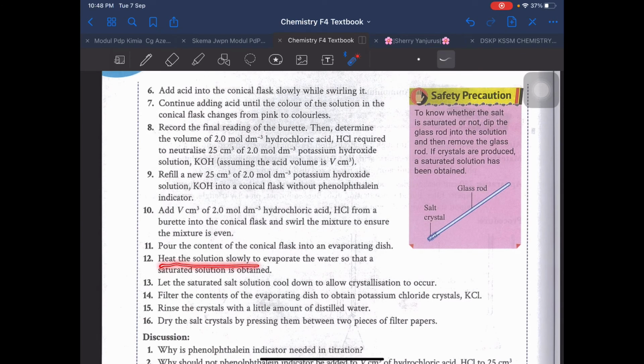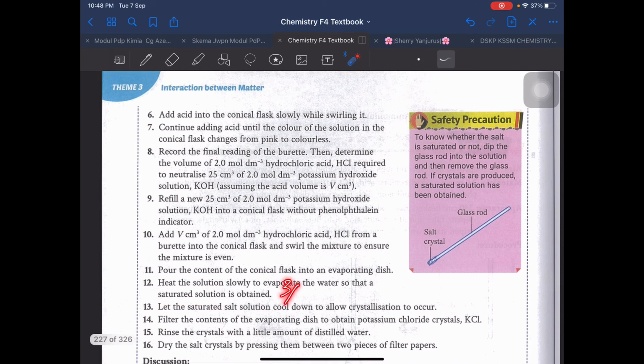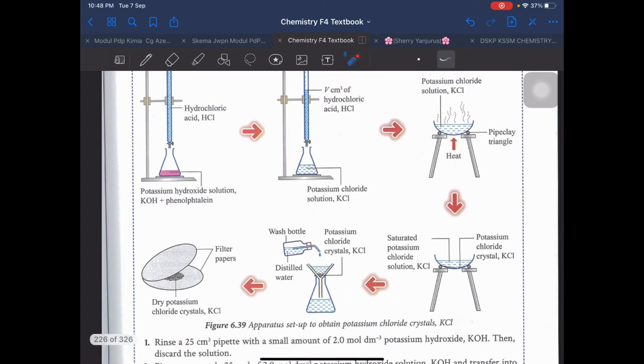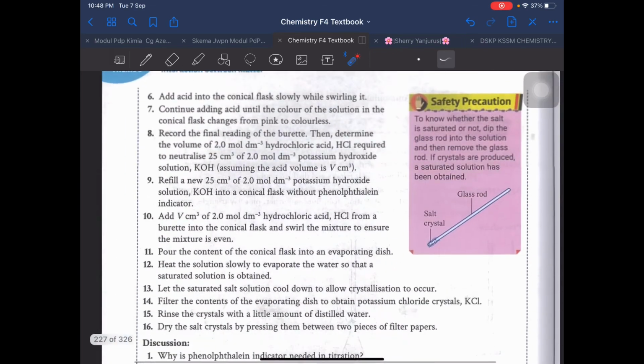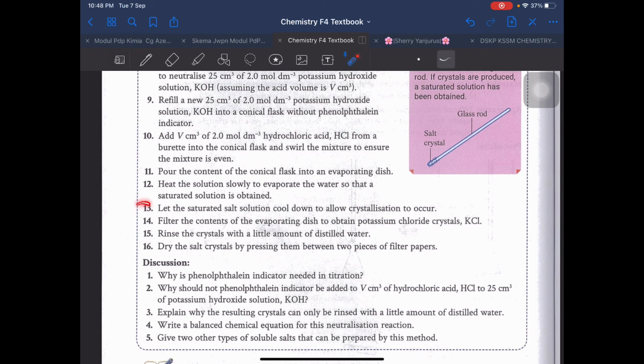Heat the solution slowly to evaporate the water so that a saturated solution is obtained. Panaskan larutan itu sampai dia evaporate. Tapi janganlah sampai kering. Okay, so that a saturated solution is obtained. Macam mana mau tahu saturated solution is obtained is 3/4. Tinggal 3/4 lagi dia punya isi di dalam. Okay, janganlah sampai kering. Sampai you can see 3/4 of it still here. Sampai saturated. Tepu sudah.